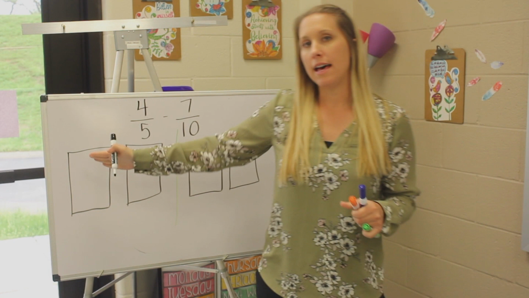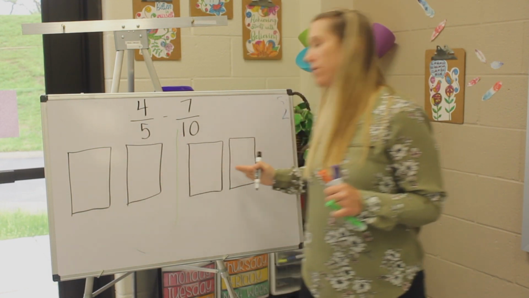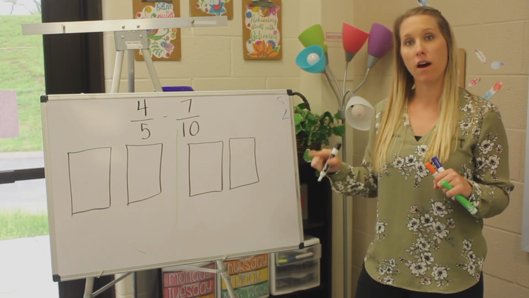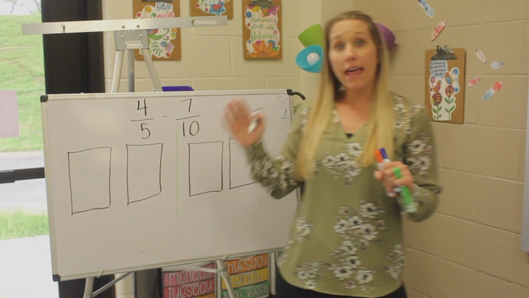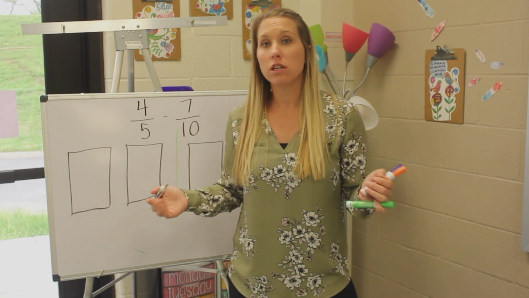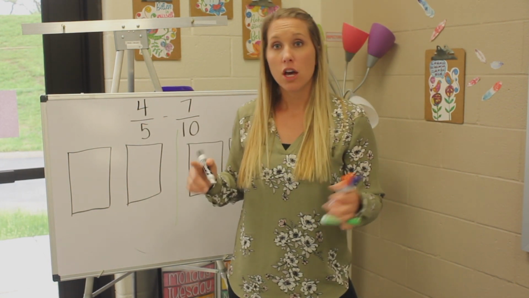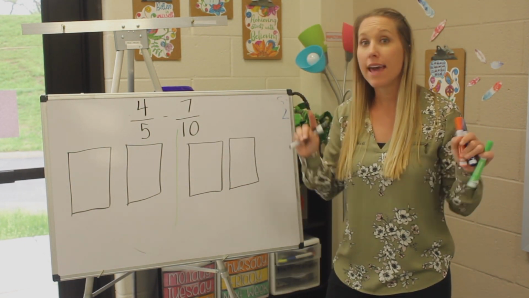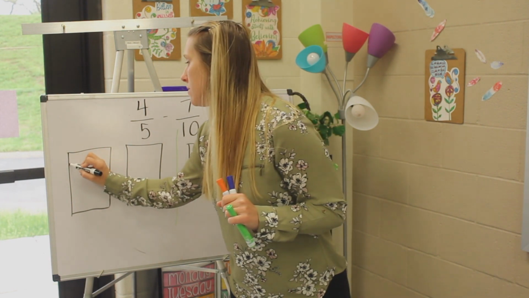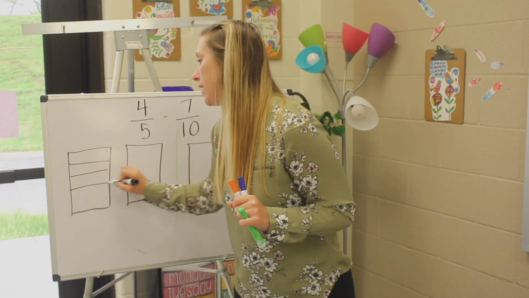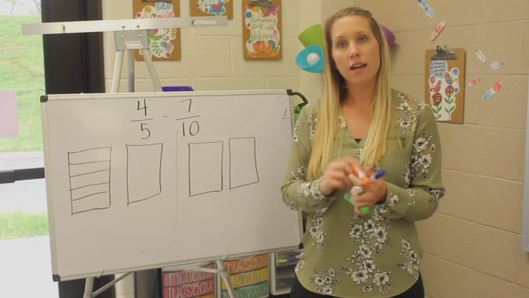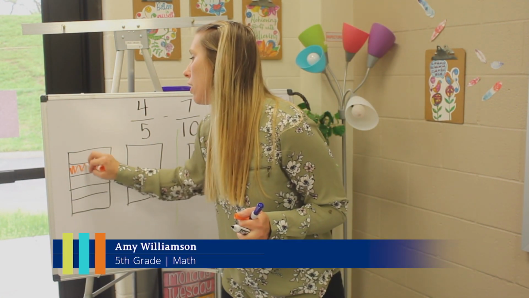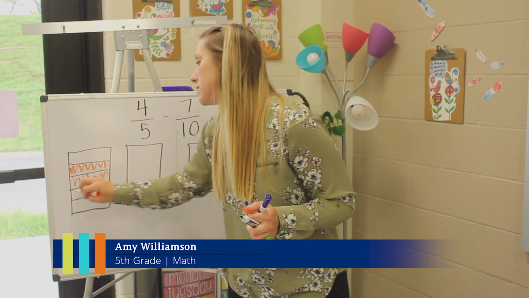I want you to notice that I started this time with 2 different sets of models because I'm going to show you something that some of you may or may not have picked up on. So if you decided to use a model, the first thing you would have done is model 4/5. You would have taken your whole and cut it into how many pieces? Yes, 5. So I'm going to partition my model into 5 equal pieces, and I'm going to shade in 4 of those. That is 4 out of 5, or 4/5.